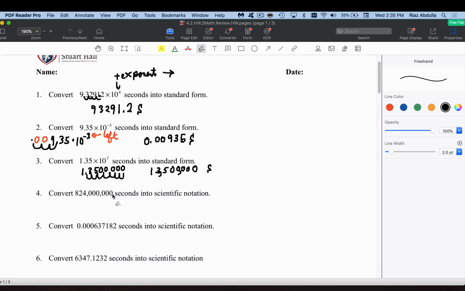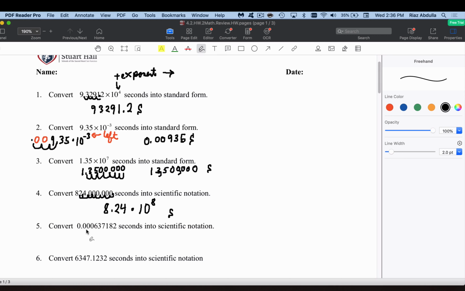All right, and here we want to convert into scientific notation, so we'll go in reverse. Here we'll start at the right, and we'll move to the left, so we'll go 1 bump, 2 bumps, 3 bumps, 4 bumps, 5 bumps, 6 bumps, 7 bumps, 8 bumps. So 8.24 times 10 to the 8th seconds. Again, 1, 2, 3, 4, 5, 6, 7, 8 bumps.